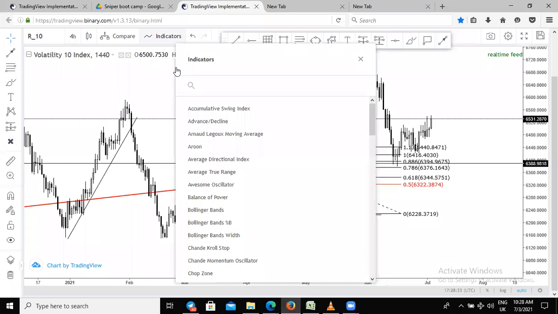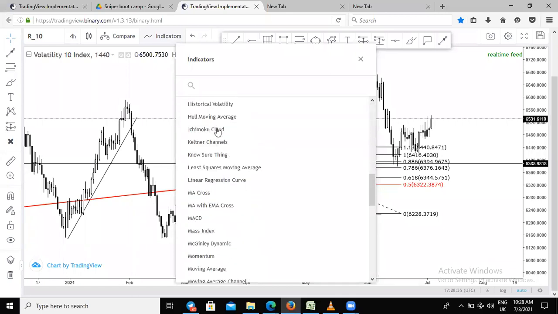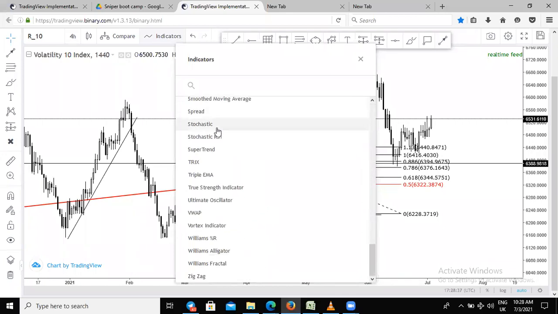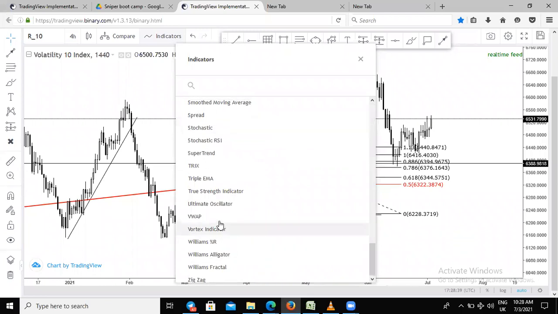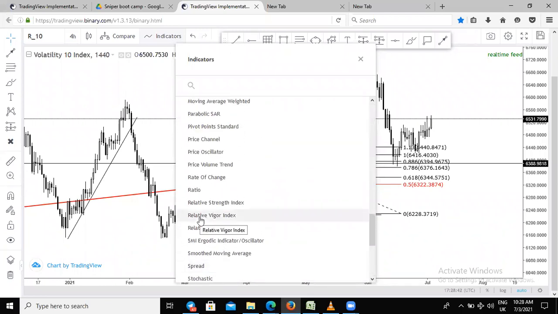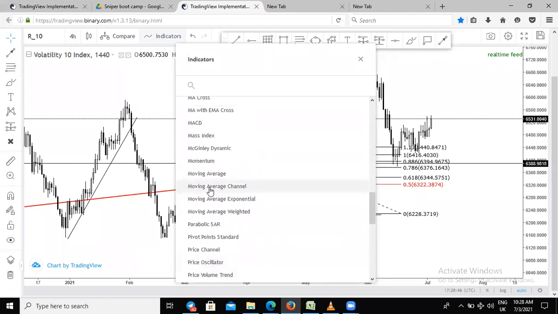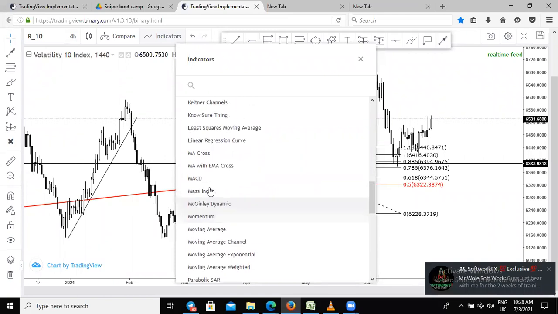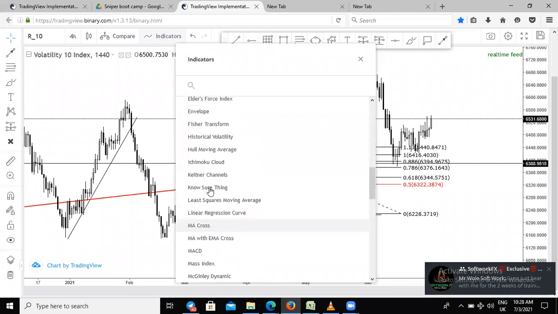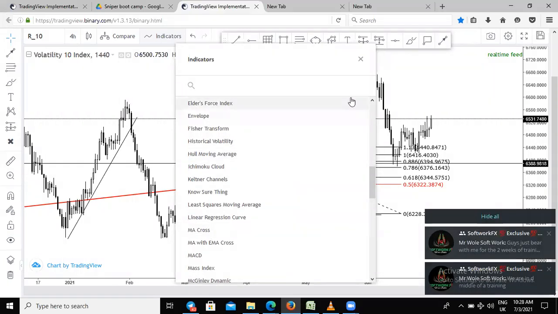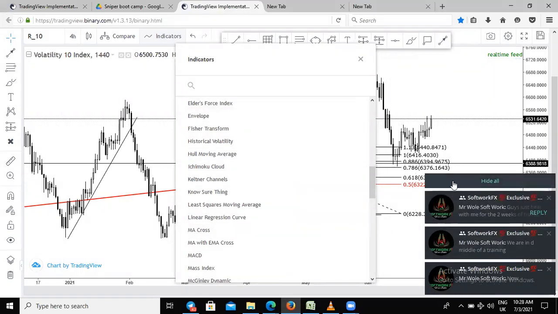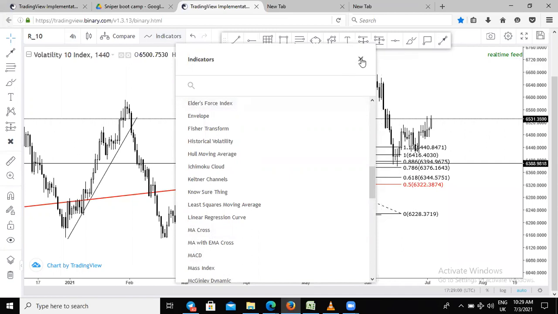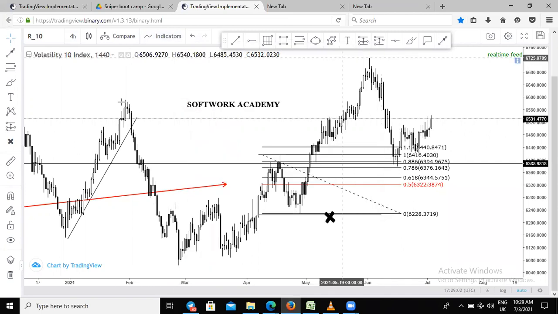So here is for indicators. You can click on this. I see all the indicators that are here: relative strength index, ratio. But basically, I don't use a whole lot. I use just a few of them. Are we together? I just use a few of these to my trading advantage. Do you all understand?